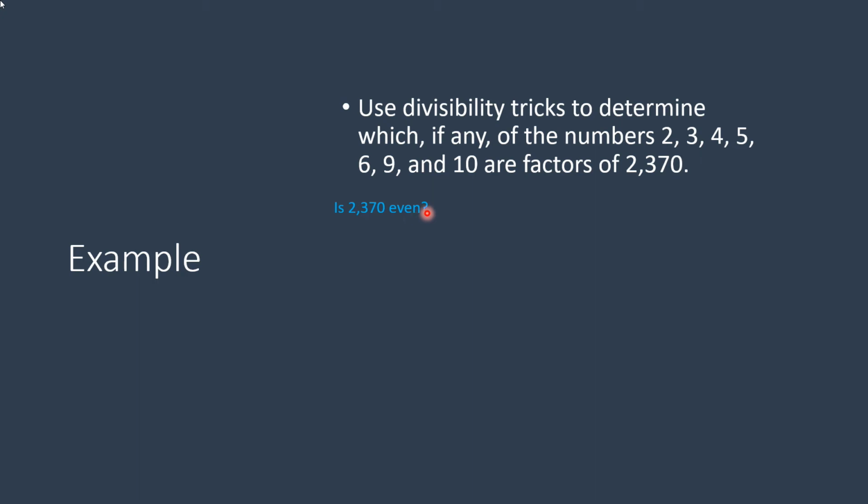2,370, is that even? The answer is yes. The ones digit is 0. It could be 0, 2, 4, 6, or 8 to make it even. So that number is divisible by 2. Goes into it nicely. Does the sum of the digits of 2,370 divide by 3? You would add that up: 2 plus 3 is 5, plus 7 is 12, plus 0 is 12. 12 is divisible by 3, so that number is also divisible by 3.